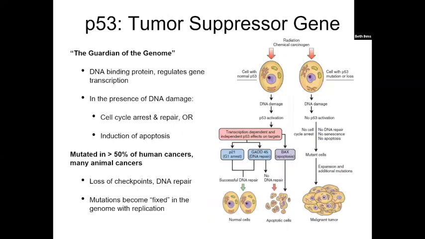P53 is the most popular tumor suppressor gene, often called the guardian of the genome. I'm not going to ask who's heard of this because I hope it's everybody, and if it's not, I'll be sad and I don't want to know. So P53 is guardian of the genome.